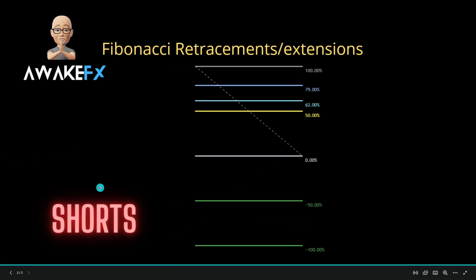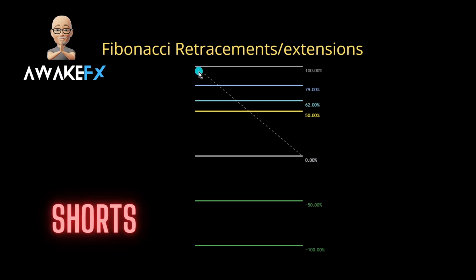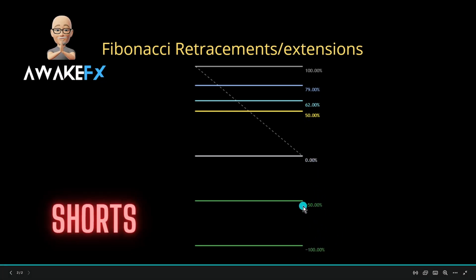So when we're going short, we would drag our Fibonacci tool from the top left of the swing down to the low, and then that would automatically plot our 50% retracement level, 62% retracement, and 79% retracement above the swing. So this could be your potential area to get short, and then the targets would be down below at the minus 50% or minus 100%. So these are the extension levels below.